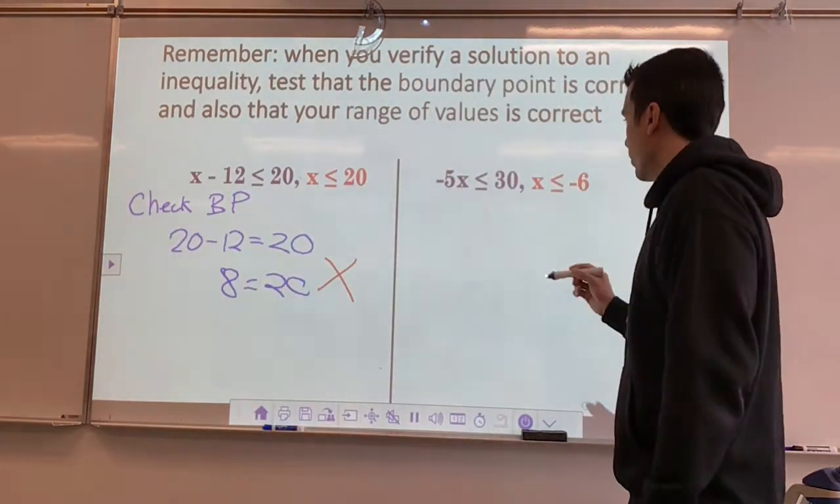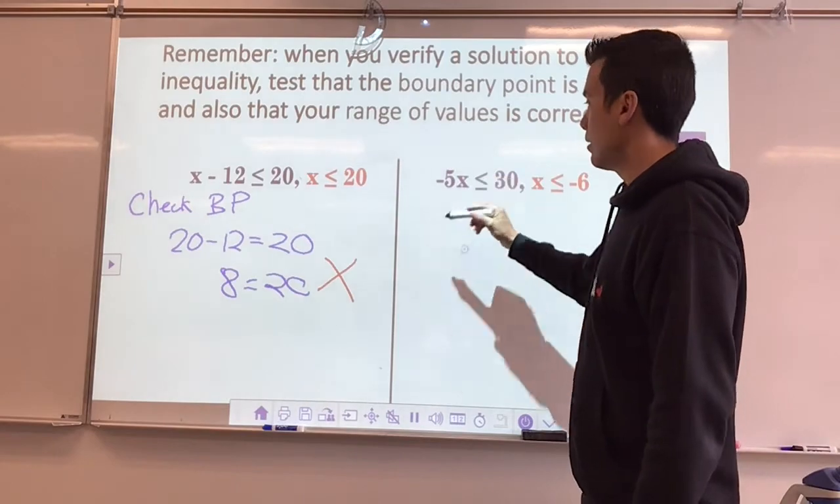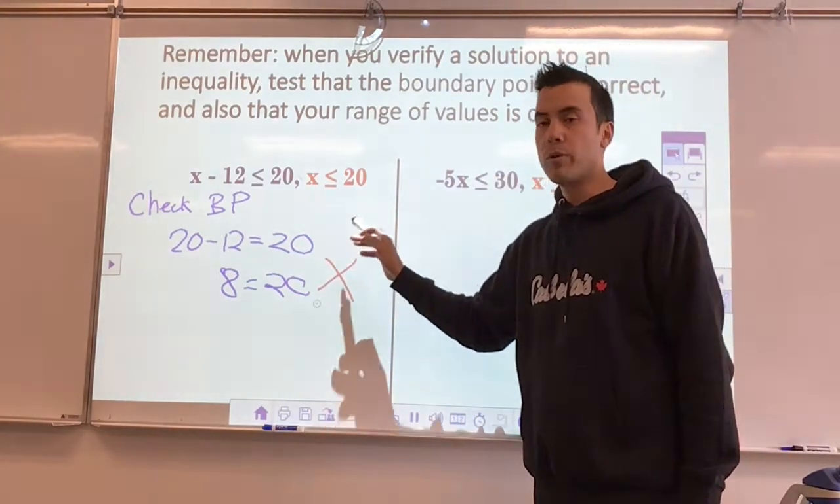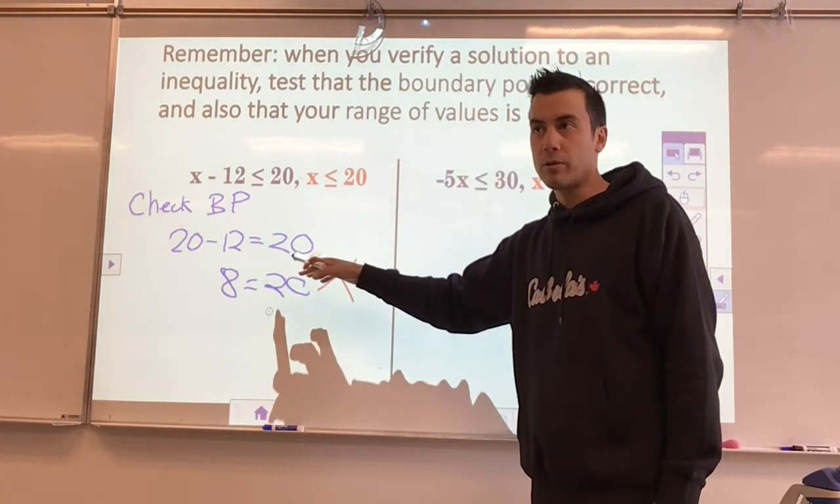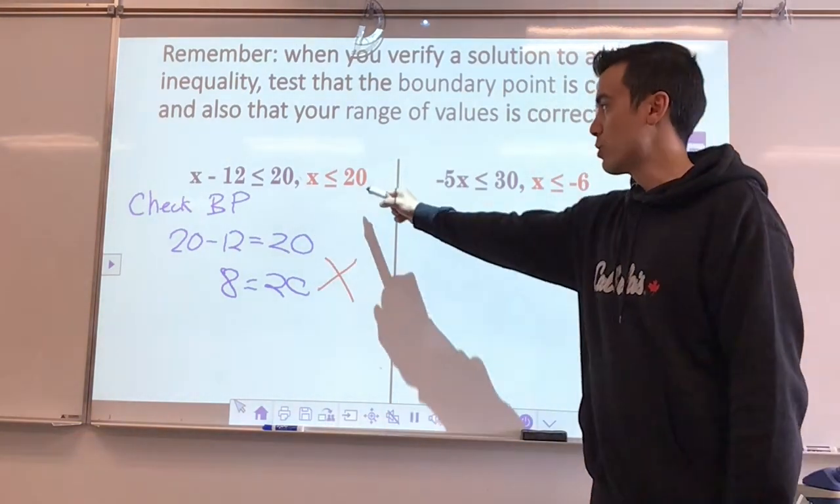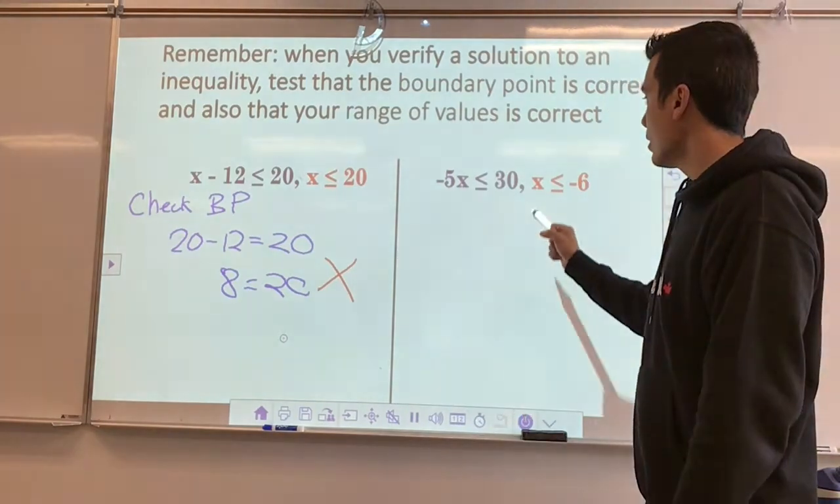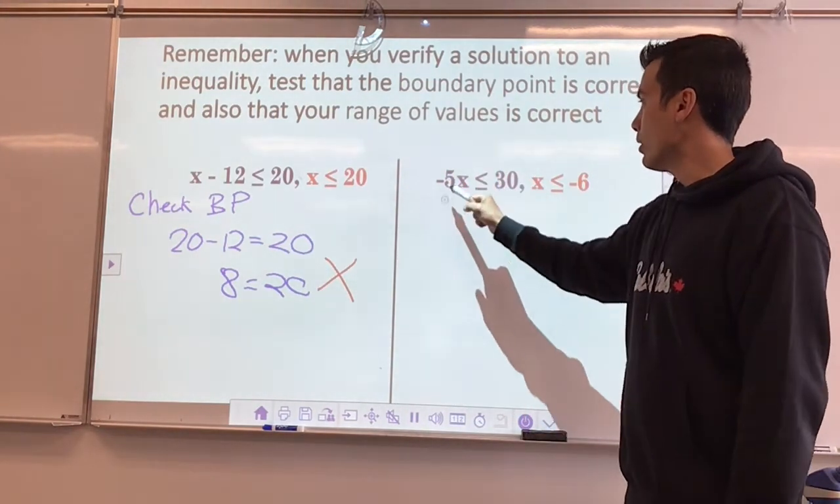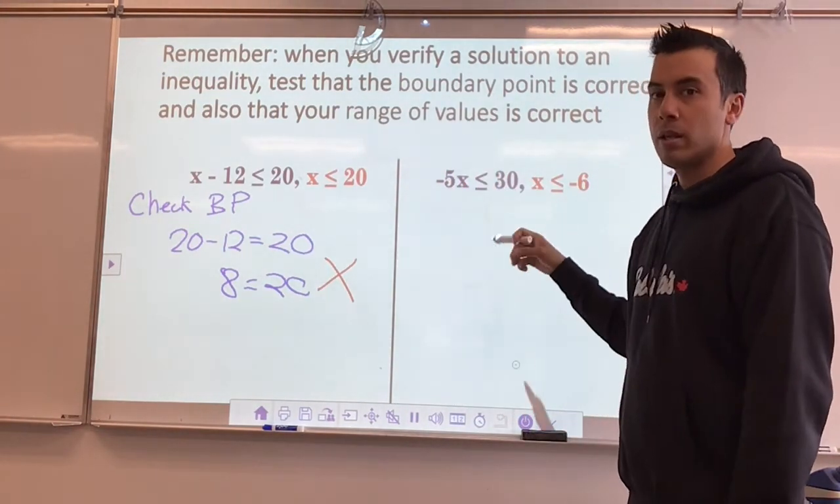Let's look at the next one. Once I know that the boundary point is not correct, I'm not even going to do the second check because I know already this solution is not right. I have a second inequality right here and its solution.